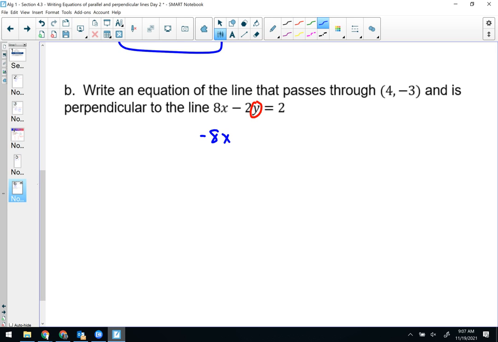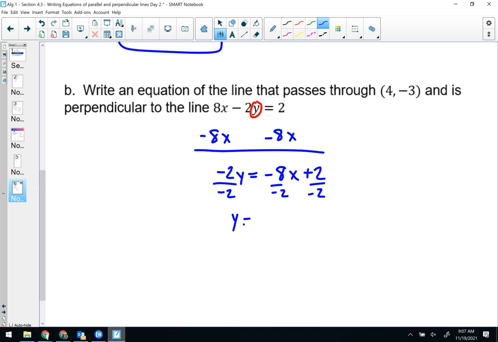Let's get y completely alone. Subtract the 8x, get the x over. So -2y is equal to -8x plus 2. And we divide by -2. So y is equal to 4x minus 1. Minus, I don't care, right? -8 divided by -2 is a positive 4. Okay, now, the slope is 4. The old slope is 4.